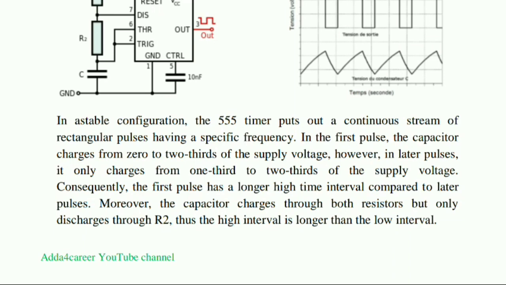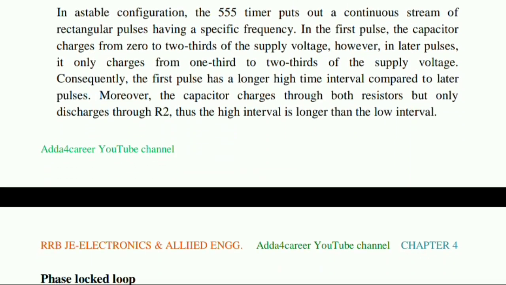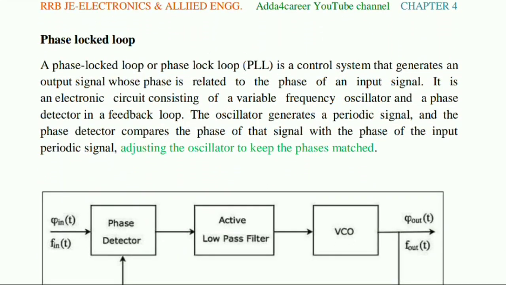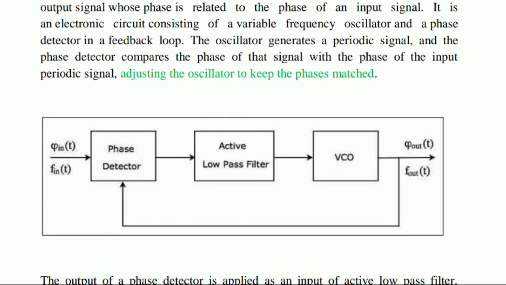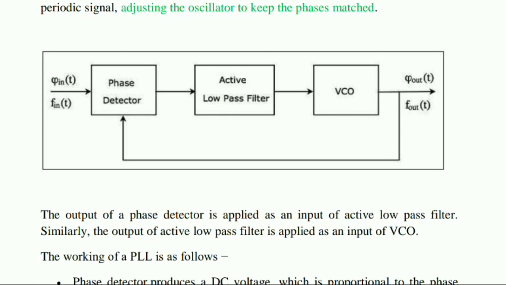Okay, and next is the phase locked loop. The phase locked loop, PLL, is a control system that generates an output signal whose phase is related to the phase of an input signal. Look at this circuit diagram. Here, mainly the phase locked loop: when the phases match, it is going to be locked, adjusting the oscillations to keep the phase matched.